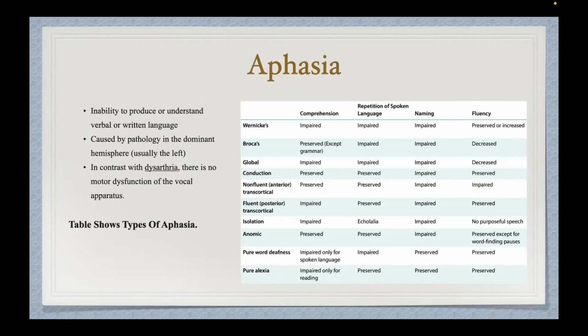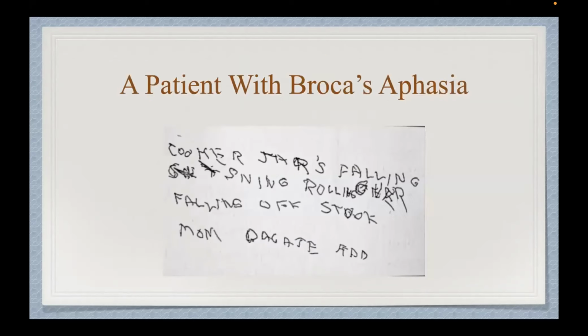So we can see, for example, in Broca's aphasia, comprehension is preserved except for the grammar. Language is impaired, naming is impaired, fluency is decreased. This is just an example of how a patient with Broca's aphasia would write. There's a difficulty in understanding the letters and everything.